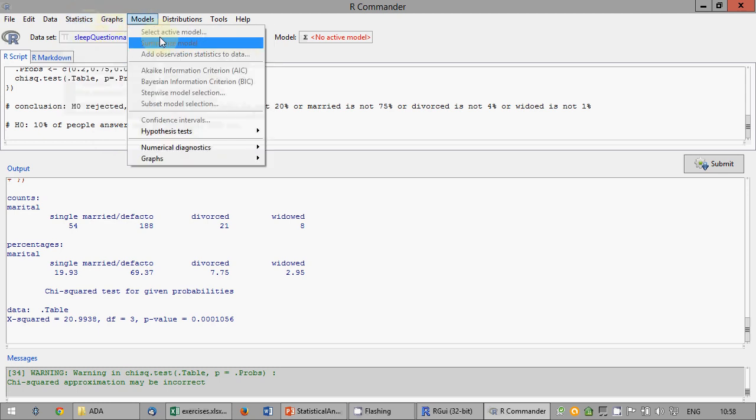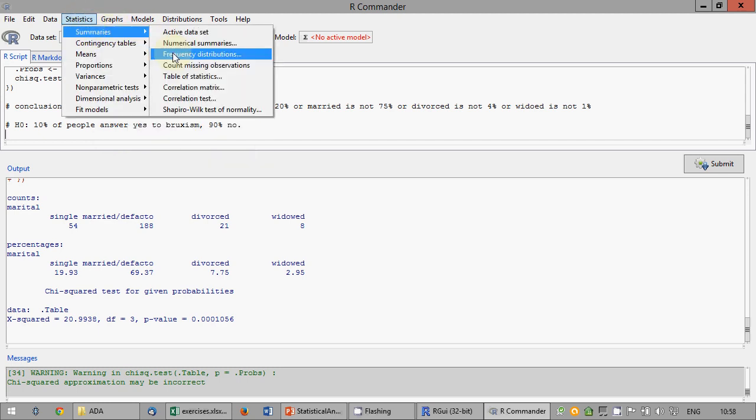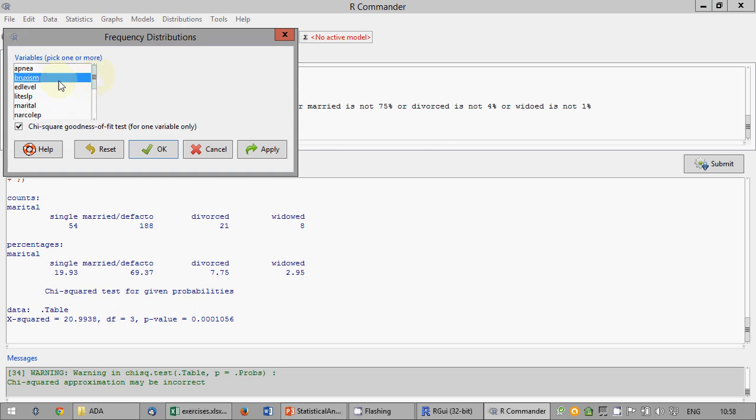Statistics, summaries, frequency distribution. Where is bruxism? Chi-square, flag it. By the way, if I just ask for frequencies, I don't want to see in the exam this one flagged. So if I see that you automatically ask every time for the chi-square test, I will mark it as partially wrong. So don't do the chi-square test if it is not a test part, if it is not required.